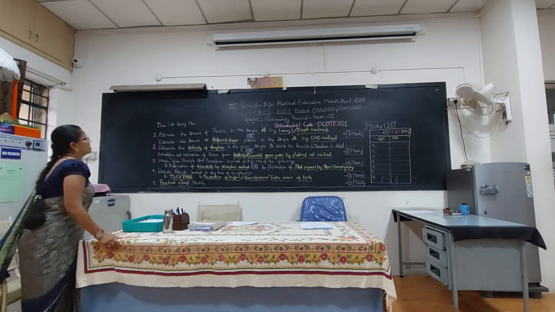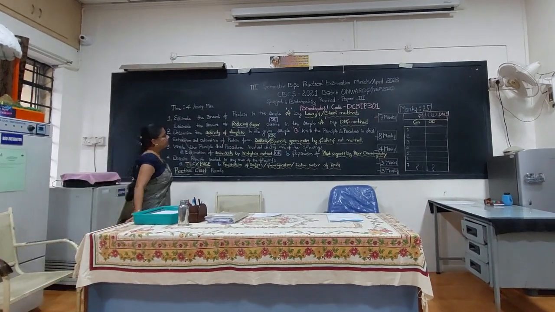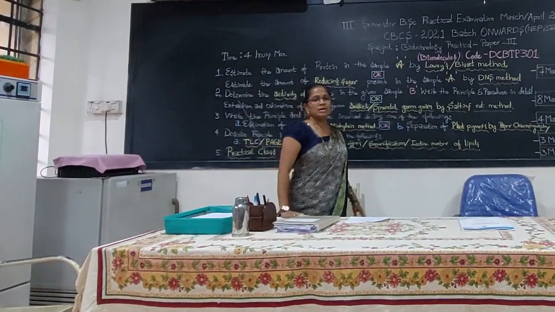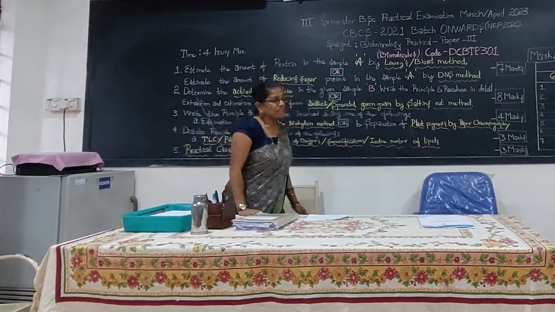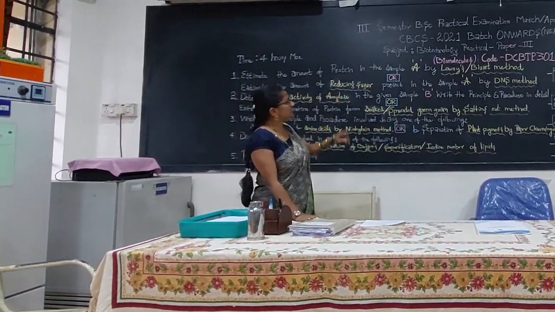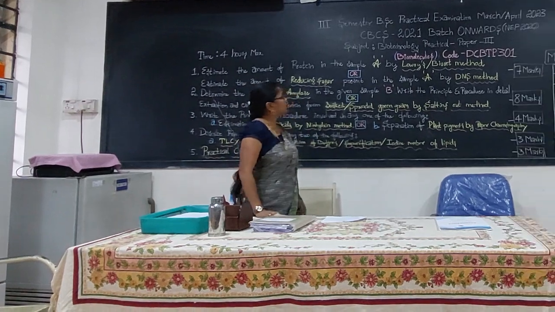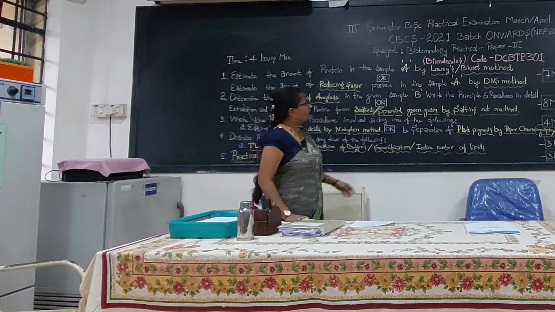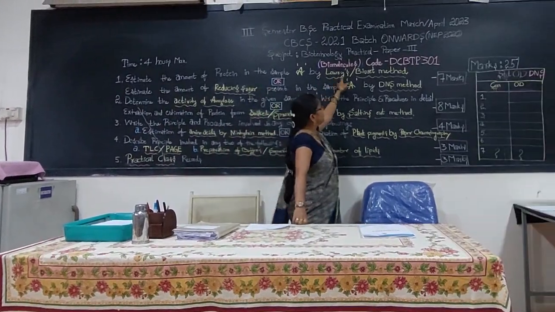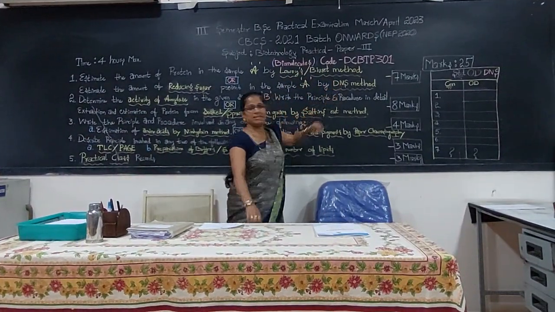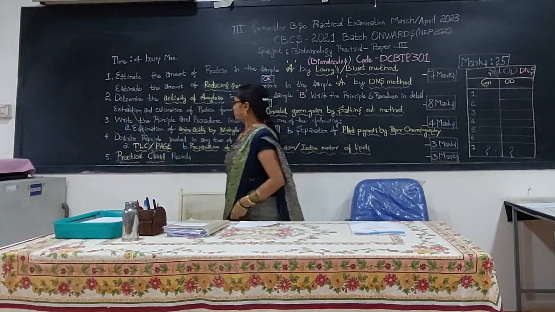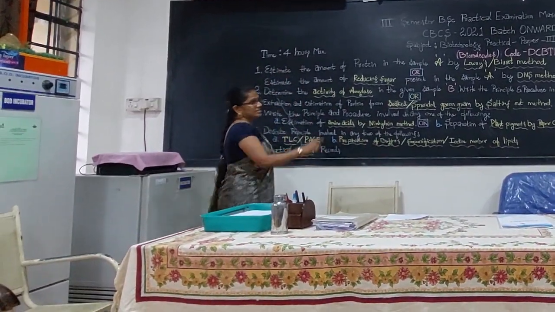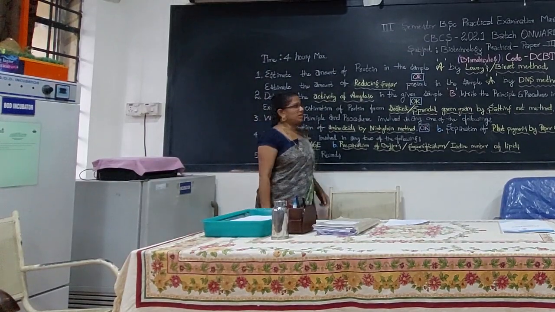Hello students, today I am here to discuss the third semester BSc Practical Examination, March-April 2023, Practical Scheme, CBCS 2021 batch onwards. Subject: Biotechnology Practical Paper 3, that is Biomolecules, code BCU.25 301. Time is 4 hours and this carries 25 marks.